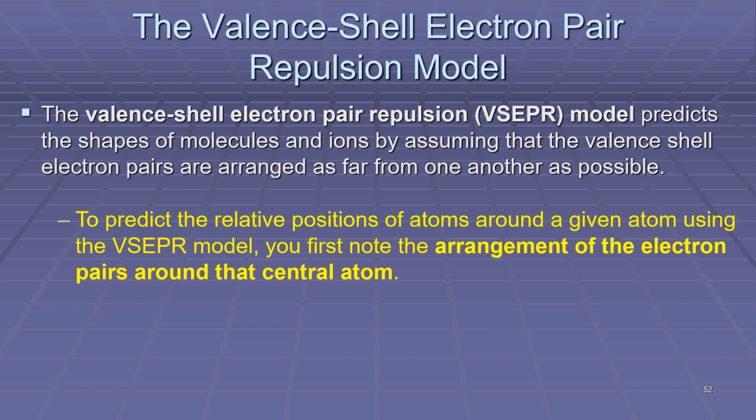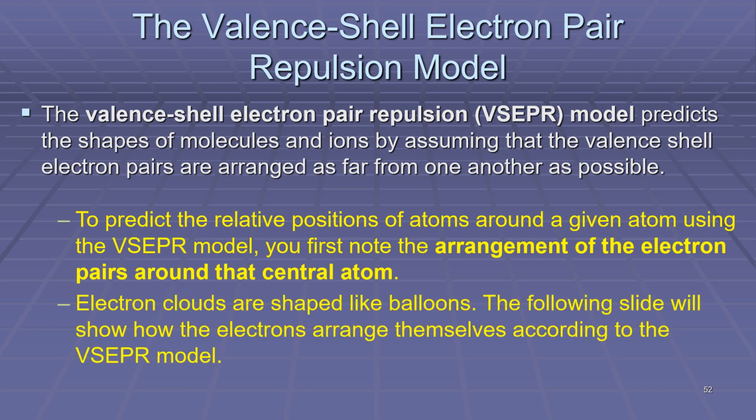So we're going to look at the different arrangements of the electron pairs around the central atom, and it will depend on how many electron pairs there are. Sometimes we use balloons, because electron clouds are sort of shaped like balloons, and so we can see how they arrange themselves according to the VSEPR theory.